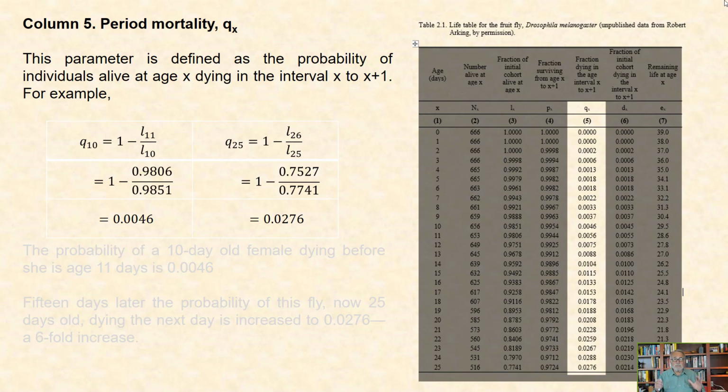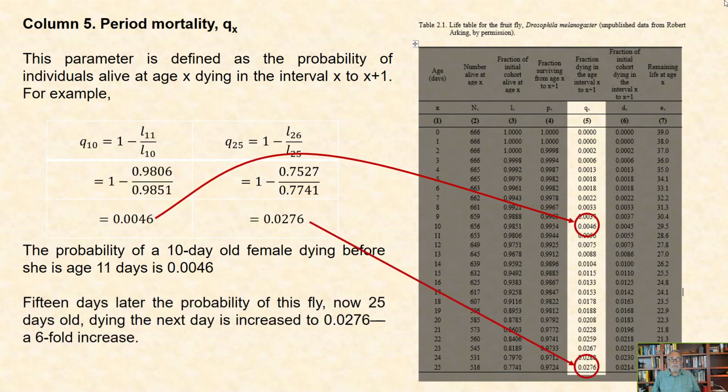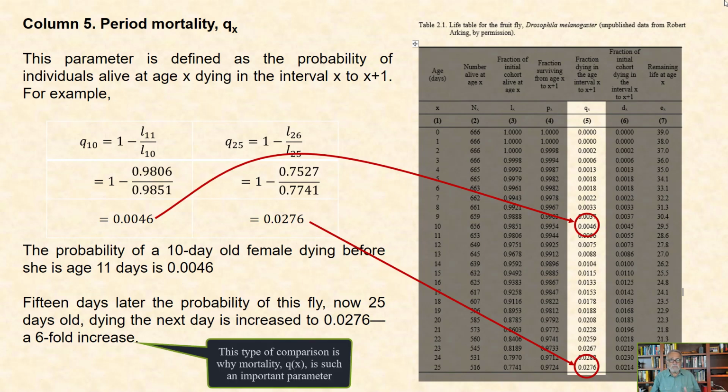A similar computation for Q25 on the right yields a value of 0.0276. Thus, the probability of a 10-day-old female dying before she is age 11 days is 0.0046. 15 days later, the probability of this fly, now 25 days old, dying the next day is increased to 0.0276, essentially a six-fold increase.